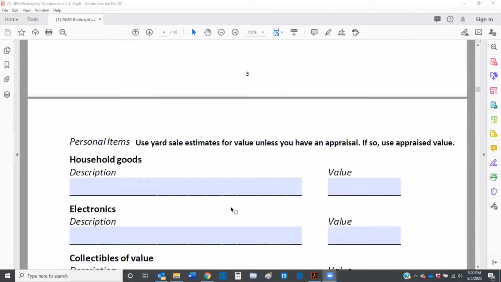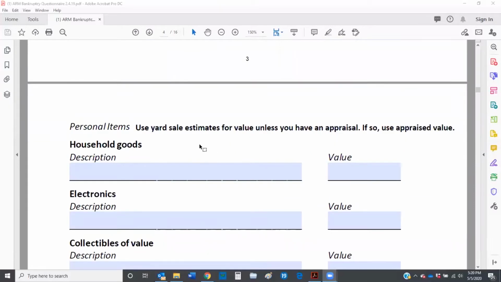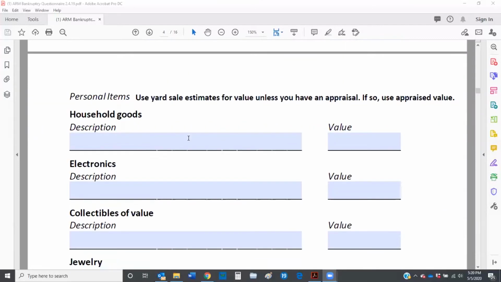This next section talks about personal items. At the top, you'll note here, use yard sale estimates for value unless you have an appraisal. If you have an appraisal, use that value. So we often group items together. So for the household goods sections, we would do furniture, including beds, desks, dressers, mattresses, and then put a value down. Remember, it's yard sale value, not how much you paid for it.